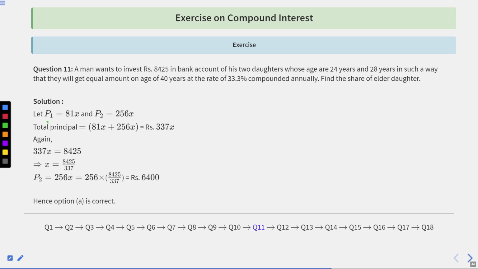So let P1 equal 81x and P2 equal 256x. So the total principal will be the sum of P1 and P2, that is 337x. So again, 337x is equal to 8,425. So x is equal to 8,425/337. That is, P2 is equal to 6,400. So the correct option here is option A.